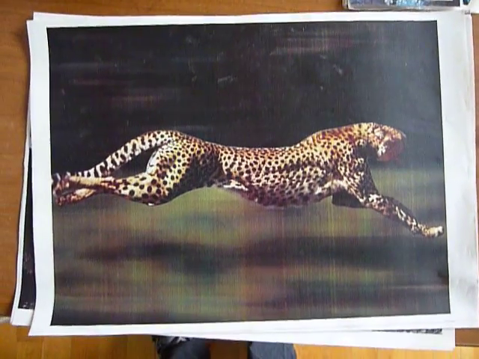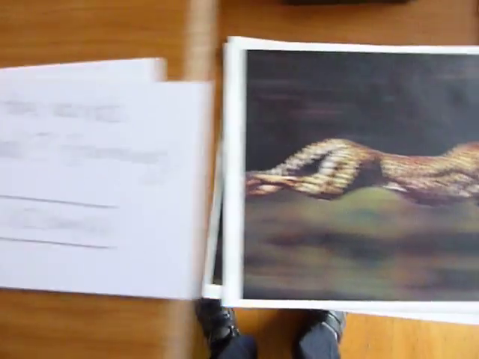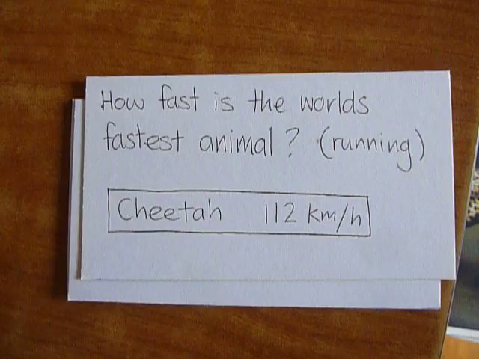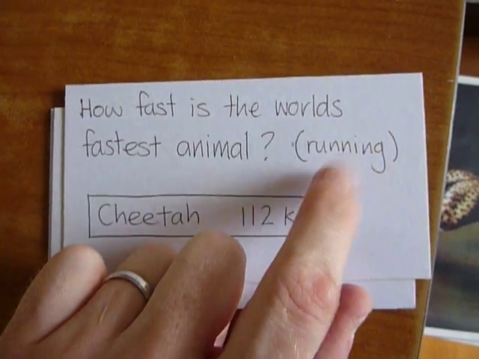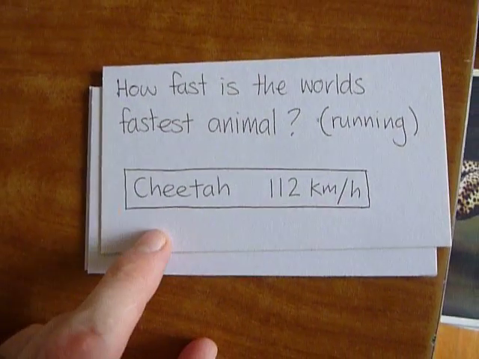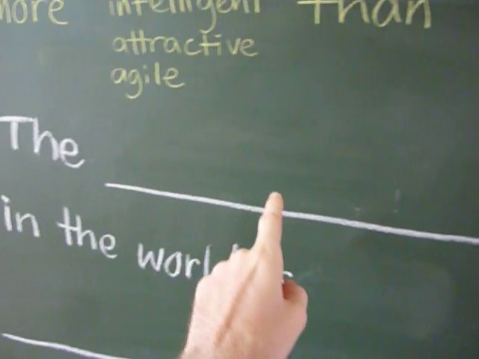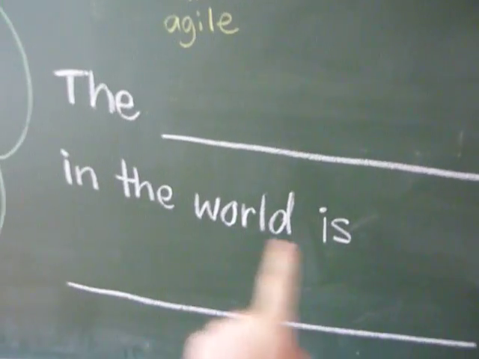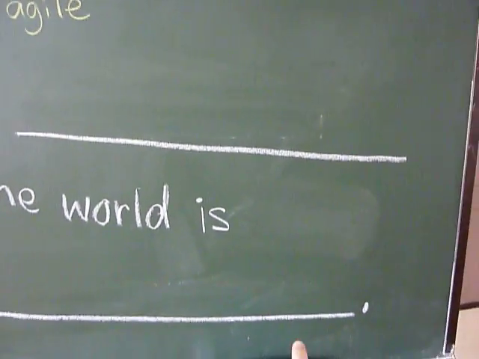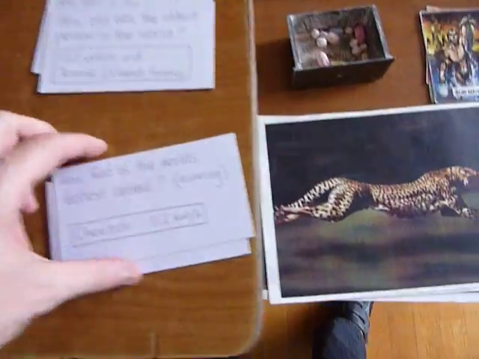The next picture is this one, and the accompanying question is, how fast is the world's fastest animal? And I emphasize running, not flying or anything. So cheetah, 112 kilometers an hour. So again, I'm going to be writing here, the fastest animal in the world is kilometers per hour. So they have the pattern for their guess.